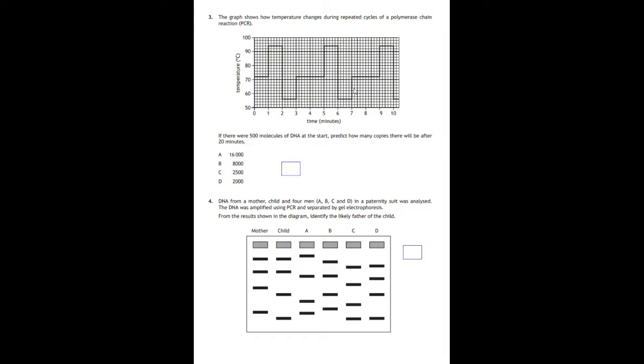So if we double the 500 5 times, doubling it once gives us 1,000, then 2,000, 4,000, 8,000, 16,000. So the answer to the first one is A.